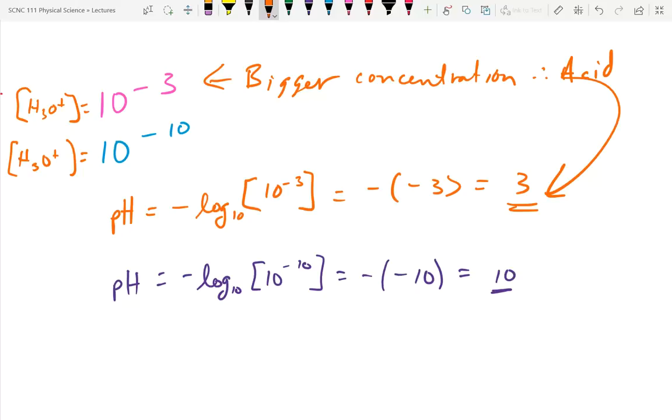Therefore, a lower pH is more acidic because the bigger concentration turned out to have the lower pH because of the minus sign in our calculation for pH. So the lower the pH, the more acidic. The higher the pH, the less acidic or the more basic. And 7 for the pH is what we consider neutral. So a pH of 7 is neutral. A pH lower than 7, is that acidic or basic? Acidic. Lower is acidic. So 7 is neutral, below 7 is acidic, above 7 is basic.